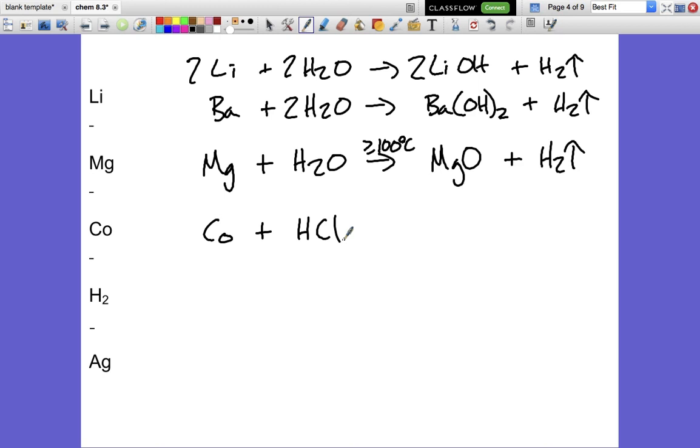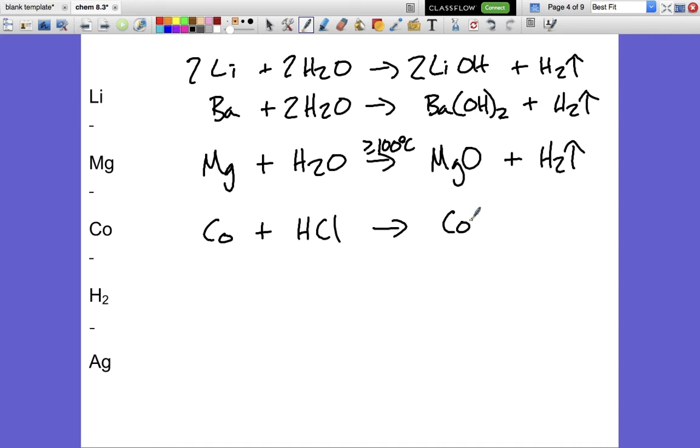So cobalt in this hydrochloric acid, I don't need any special temperature. I just need to make sure cobalt's higher than hydrogen on the list, and it can displace it. Again, cobalt, we have two different charges for cobalt, if you remember. But when you are doing these types of reactions, when you're predicting products, I don't care what it is. If you don't know the charge, assume it's a 2, right?